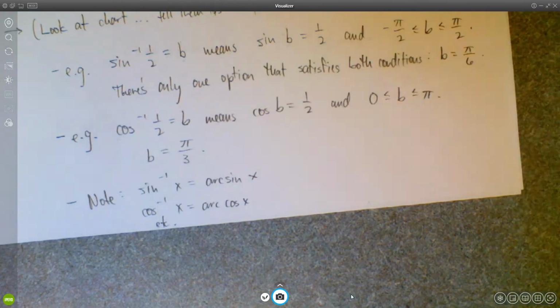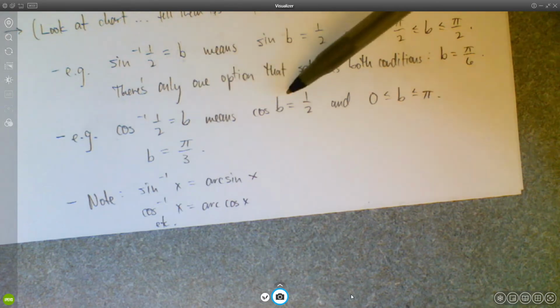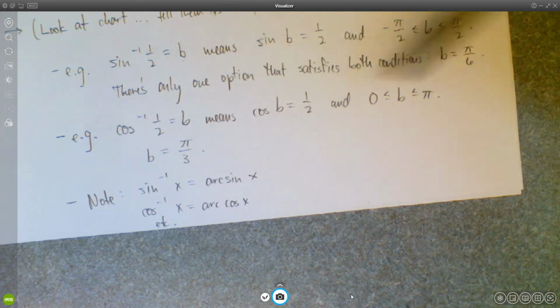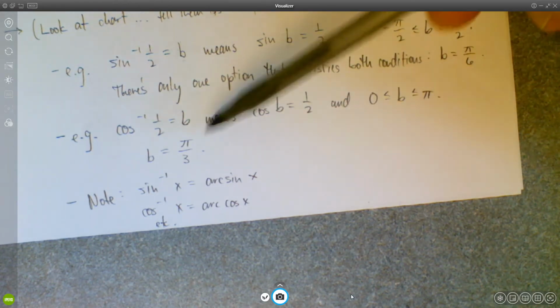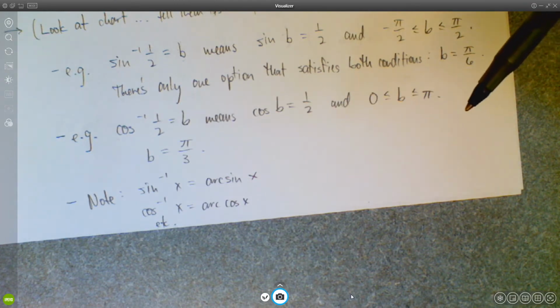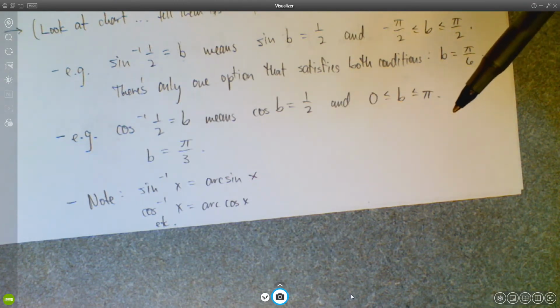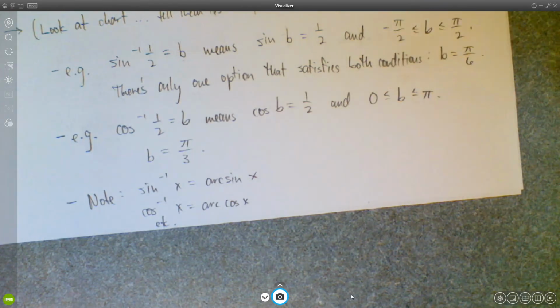So in a similar way, cosine inverse of 1/2 equals b means that cosine of b equals 1/2, but it also means that b is between 0 and pi. And so there's only one solution, one unique solution, and it's pi over 3. Even though cosine of 7 pi over 3 would also be 1/2, 7 pi over 3 is not between 0 and pi.